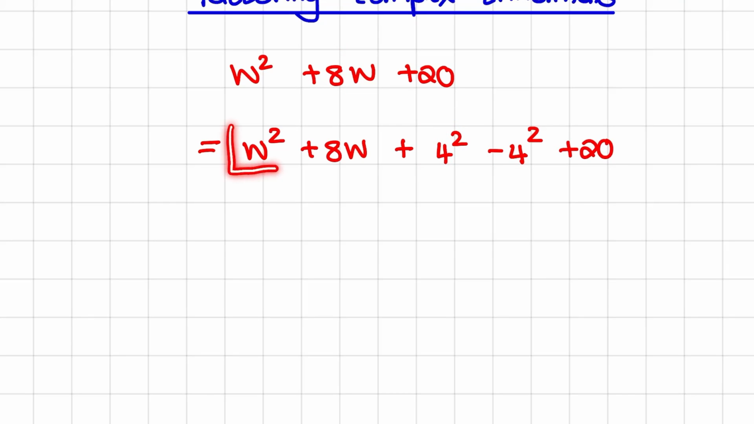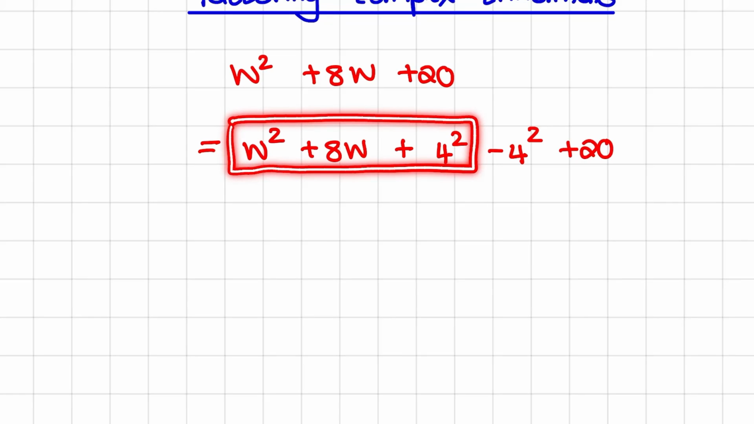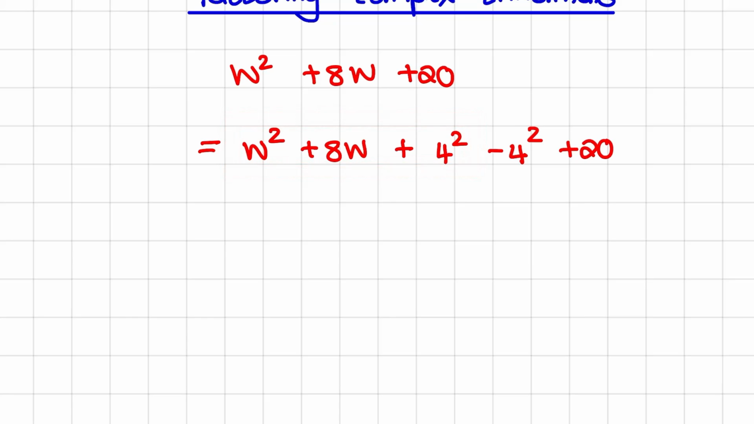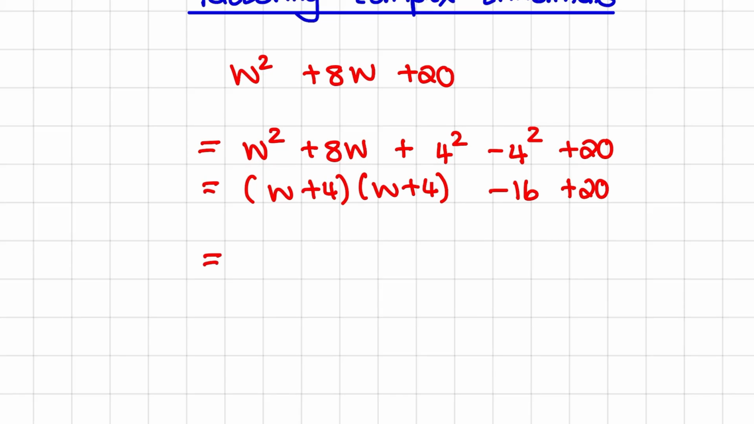Now what I've created is a perfect or complete square in my first three terms. So I can apply normal factoring, which would be w plus 4 times w plus 4. That product would lead to w squared plus 8w plus 4 squared. And then I can bring down the negative 16 of the 4 squared plus 20. So if I rewrite that slightly, I have w plus 4 in brackets squared plus 4.